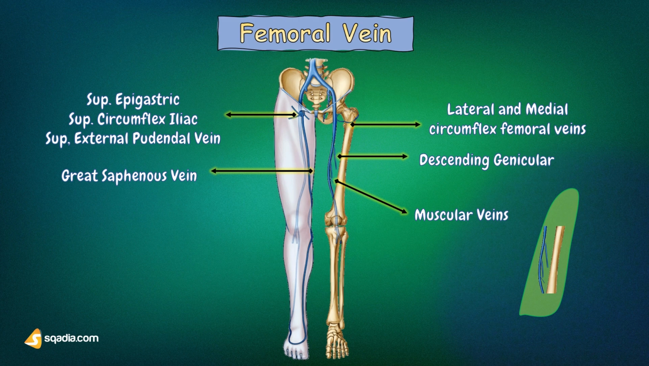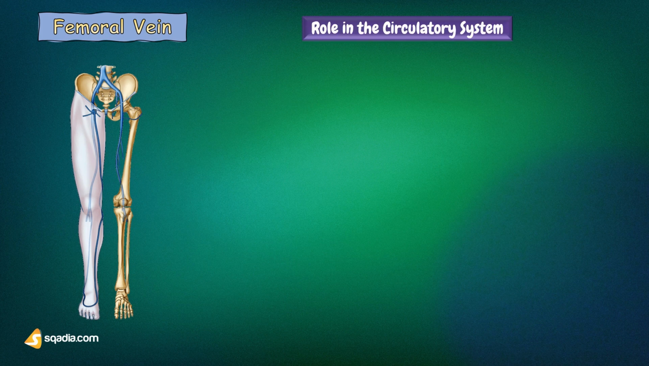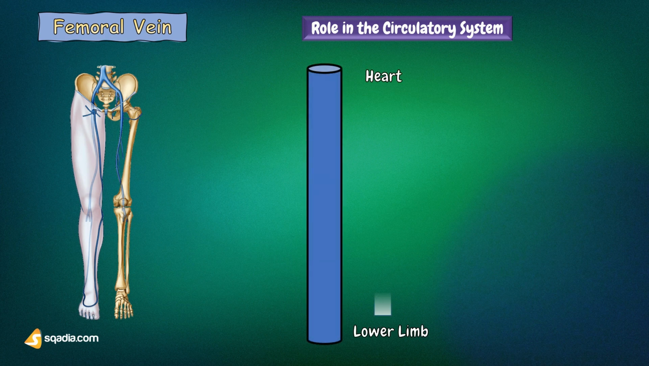The femoral vein plays an important role in the circulatory system by returning blood from the lower limb to the heart. The blood flow in the femoral vein is in the direction of the heart, meaning it flows from the lower limb to the heart. The femoral vein is a deep vein, meaning it is located deep within the thigh and is surrounded by muscle. Because of this, it is less likely to be affected by blood clots than more superficial veins.